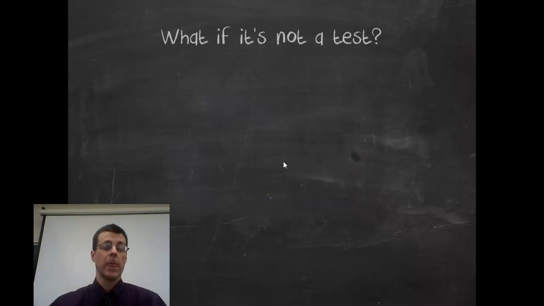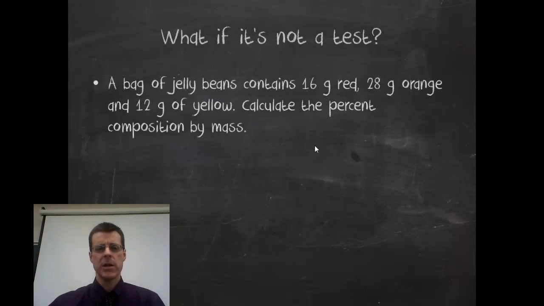All right, we do percentages in other places as well, other than just tests. Continuing our side trip, so still don't need to write this down. Let's say you had a bag of jelly beans, and you knew the masses of each piece, each color of the jelly bean that you have in there. So 16 grams of red, 28 grams of orange, 12 grams of yellow. Calculate the percent composition by mass. We probably wouldn't call it that, but this is now going to be the language that we're going to see when we move into the chemistry.